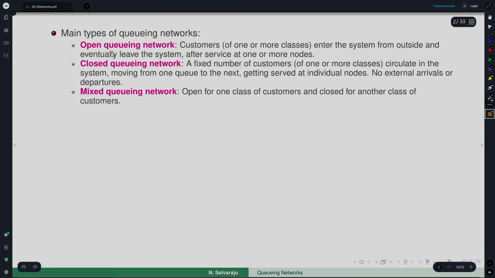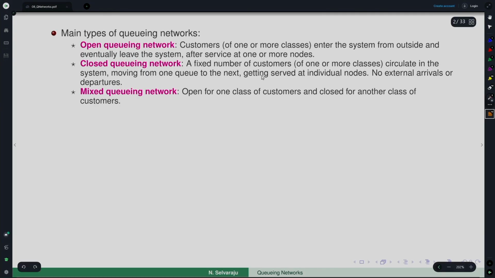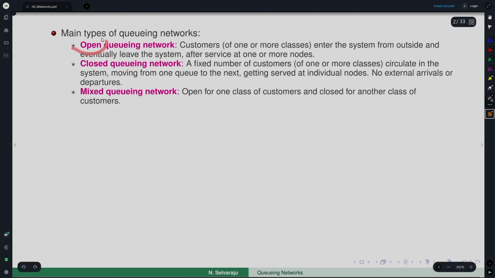So what do we mean when we say open queuing network? Here, what is the situation? Customers of one or more classes enter the system from outside, may not be from the same node, they may enter from different nodes, and they pass through different stages or different nodes as per the requirement, as per the design, and eventually they leave the system after service at one or more nodes. So there is an input to this system coming from outside, external arrivals are there, and after getting service in one or more nodes, they eventually leave the system, right. That's what we call an open queuing network.